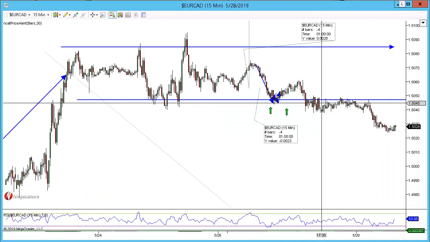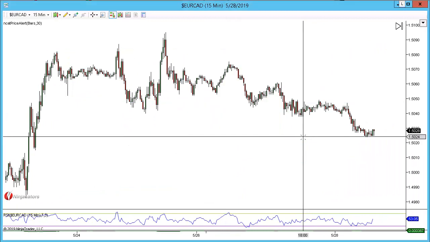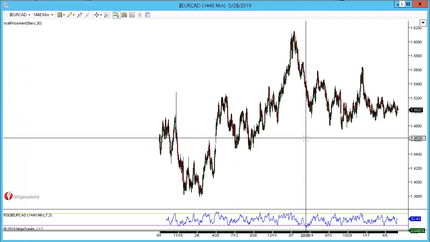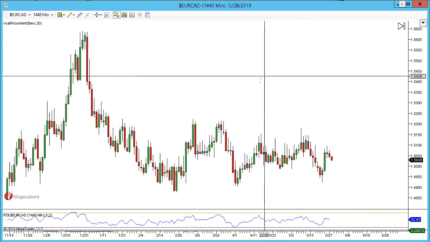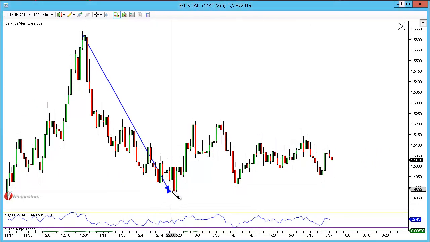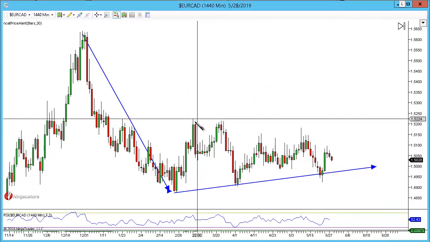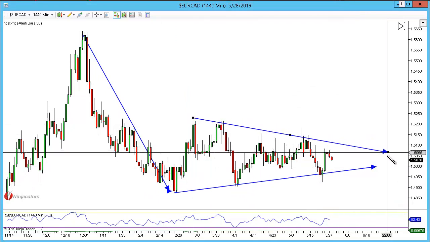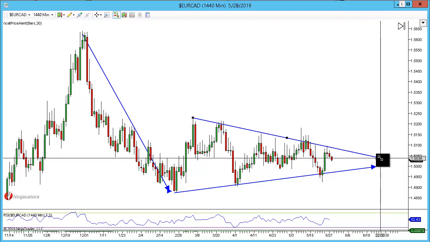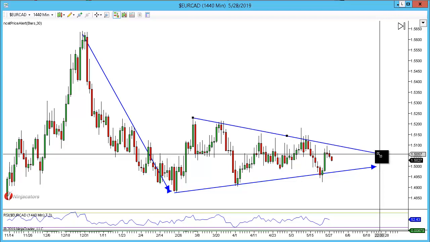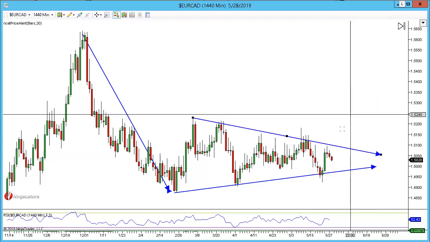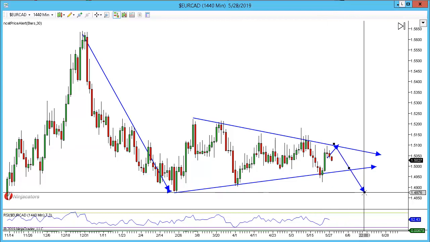Euro CAD. What do we have in Euro CAD? Okay, there is this big wedge pattern. I did mention this in the last video I did. We draw this out. Depending which way you draw this out, we have now just tapped. You could have it there or you could have it here. Personally, I'm going to wait for a pullback and then a chance to get short this pattern.